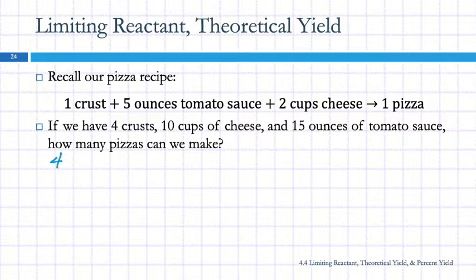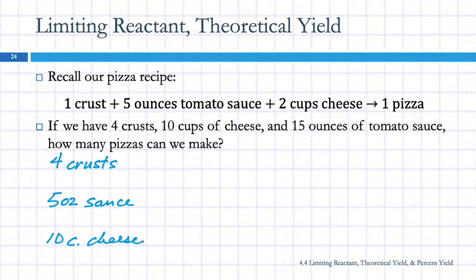So what we're going to do is take each of the reactants or ingredients and find out how many pizzas we could make from that. Now we did this cheese one already. What this is saying is that there's 1 pizza for every 2 cups of cheese. So that would be 10 pizzas. No. 5.